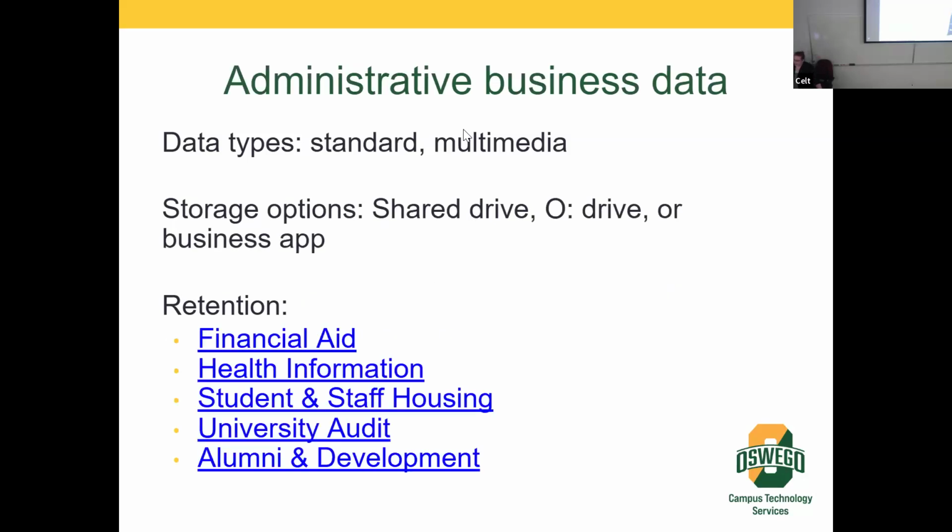Administrative business. Here's where the shared drive, O drive, and the business app comes into play. A lot of what we're finding on the O drive is administrative. There are a bunch of different retention policies for each department, which are listed there in the links. And if by chance they run out of space, they can just reach out and say, hey, this is what we need and this is why we need it.